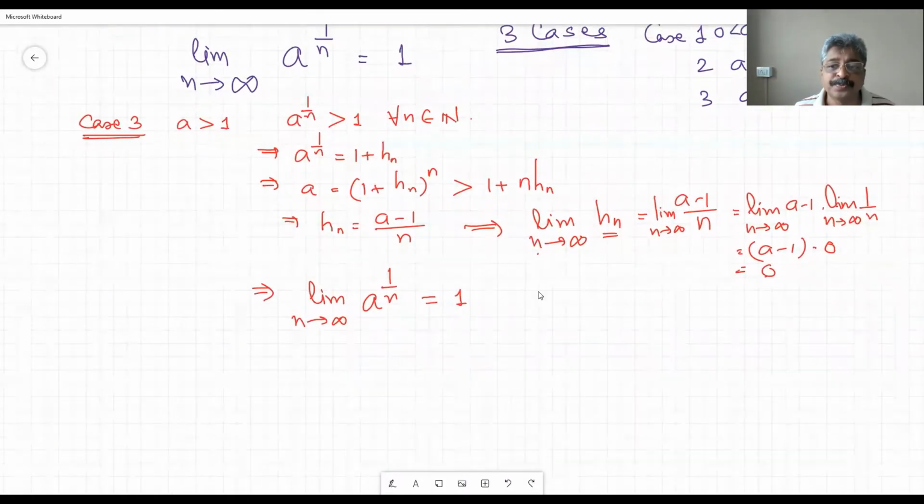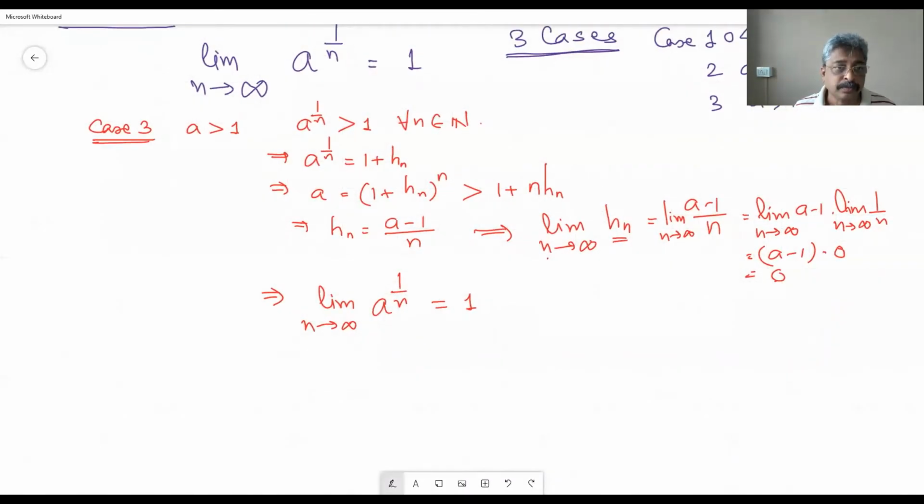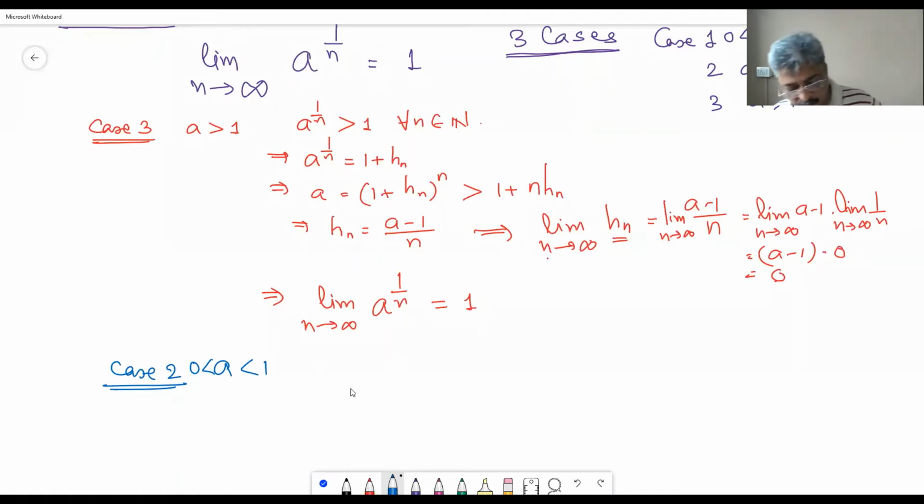Case 2, a is between 0 and 1. Okay, so if a is between 0 and 1, then a raised to 1 upon n is going to be less than 1.